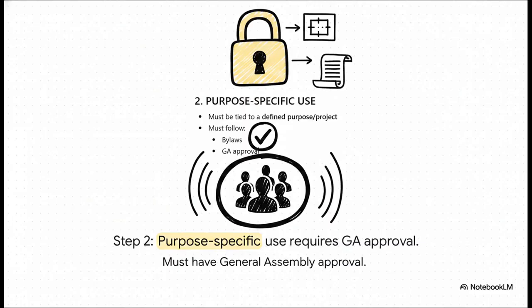Hold on though, before a single peso is actually spent, Step 2 demands some really strict compliance. The optional fund has to be tightly tied to a clearly defined purpose or project. You've got to follow your cooperative's bylaws to the letter, and most importantly, you absolutely must secure General Assembly approval. It is highly, highly regulated internally.